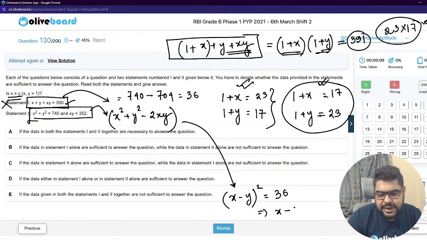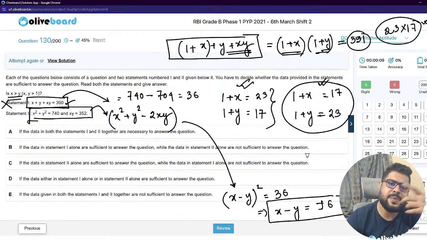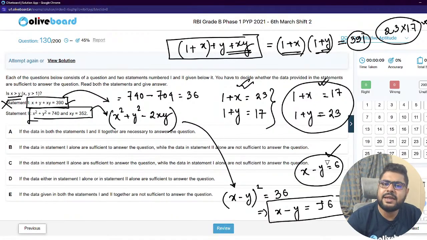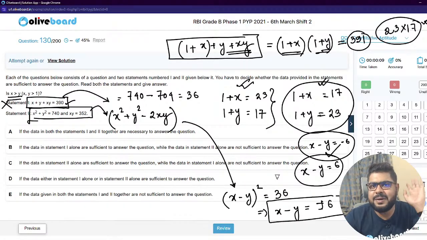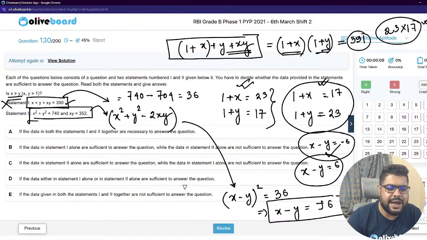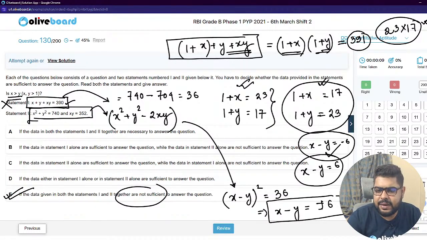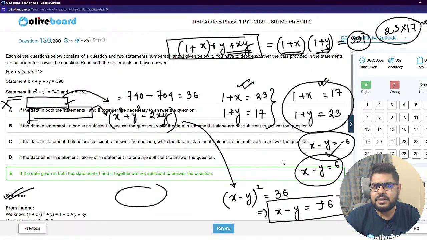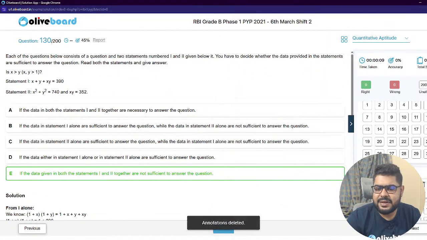So x minus y will be plus minus 6. If x minus y is plus 6, then x is greater than y. But again, if it is minus 6, then x is less than y. Again, I cannot pinpoint. So the same will be the answer. Together also they are not sufficient, even if I take both of them together. So option E again will be my correct answer. Simple questions. Moving on.